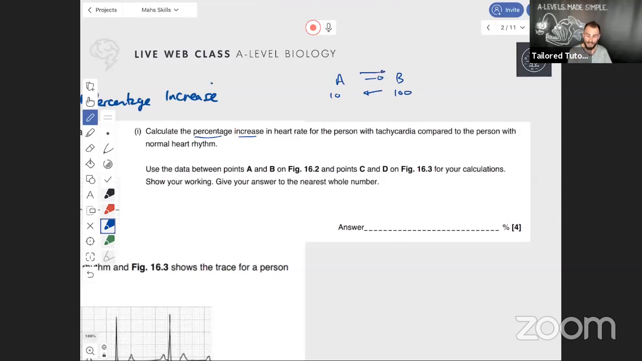So just be aware: is the question asking you for percentage increase, in which case you'd have to be going from A to B? Is it asking for a percentage decrease, in which case you'd have to give it B to A? Or is it saying percentage change, in which case you have a choice of how you arrange the question, depending on what the actual question says. So this is percentage increase.